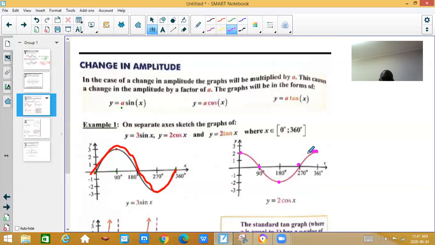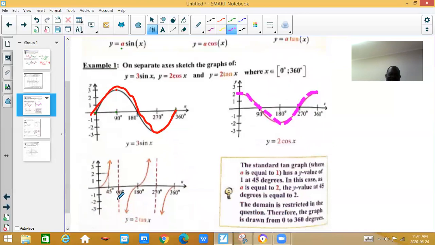If you join this one, it will be this. This will be the graph that we have from 0 to 360 of cosine. Meaning to say the amplitude here is also dependent on the value that we have here. Here we've multiplied by 2, so you have got that. Is that clear?